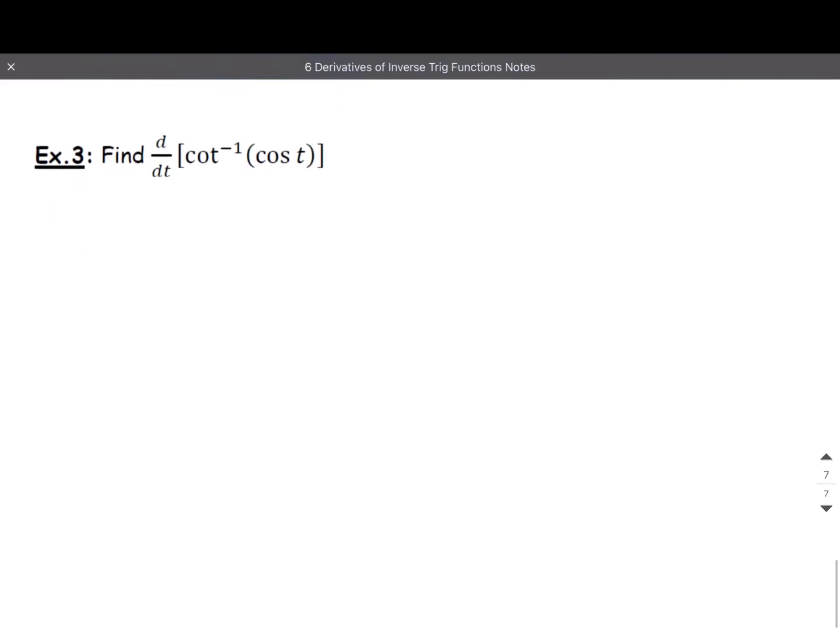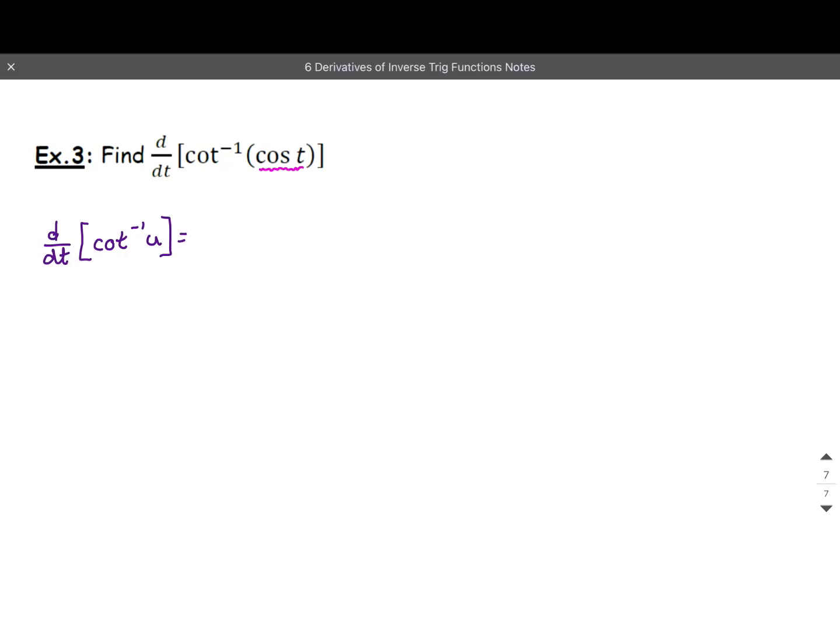One last problem. This time we're going to find the derivative with respect to t, so instead of x it's t, of cotan inverse of cosine t. So our angle for the inverse function is cosine of another angle, okay? So the first thing I'm going to do is write down the rule so that I have the model in front of me of cotan inverse of u.